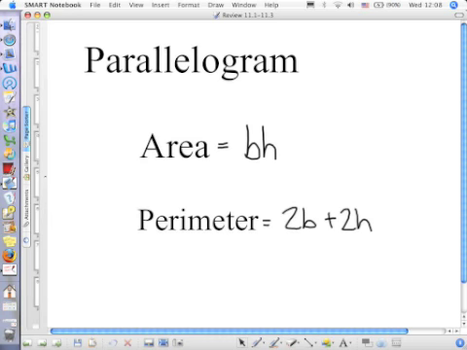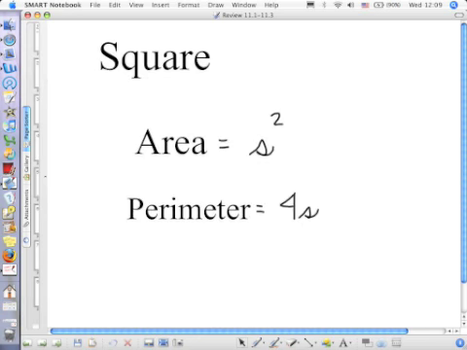All right, we had parallelograms, where we said the area of a parallelogram was exactly like a rectangle. It's base times height. Except in a parallelogram, the height is not a part of the shape. It's found inside the figure. And the perimeter is exactly the same as the perimeter of a rectangle also, because once again, opposite sides are equal. Square. Remember, a square has 4 equal sides, so the area is side squared, while the perimeter is 4s.